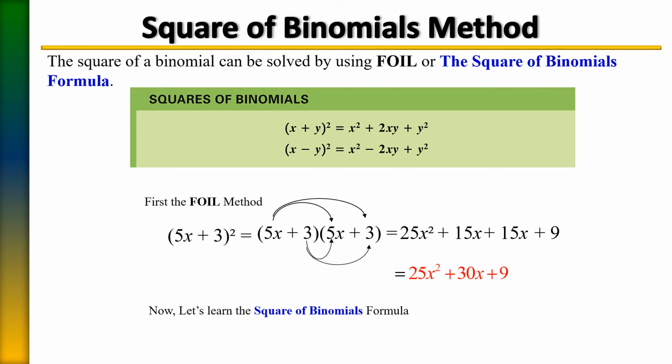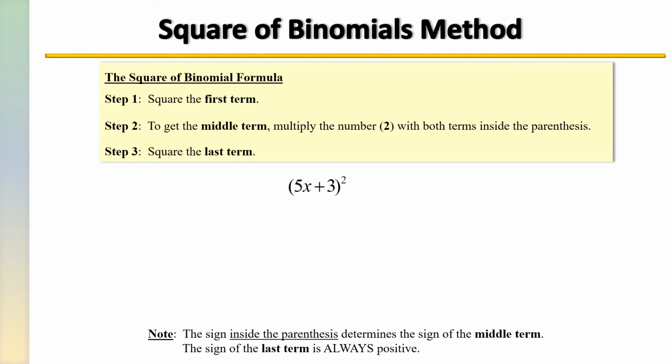Okay, now let's learn the square of binomial method using the square of binomial formula. Now I know that you can simply put them side by side each other and use FOIL, but I want you to open your mind to a new way of solving it. I'm going to show you the square of binomial formula. I'm going to show you how to solve that same problem using the formula, which can be just as quick, if not quicker.